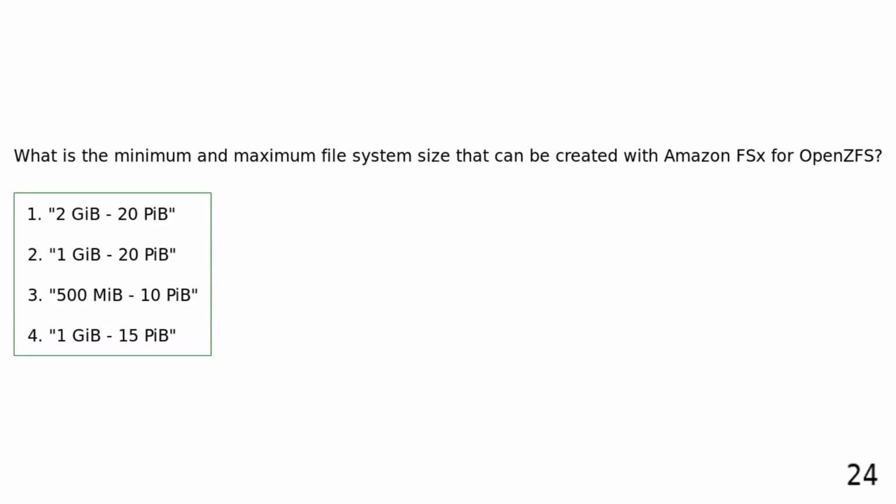What is the minimum and maximum file system size that can be created with Amazon FSx for OpenZFS? 2 GB, 20 PiB. 1 GB, 20 PiB. 500 MB, 10 PiB. 1 GB, 15 PiB.